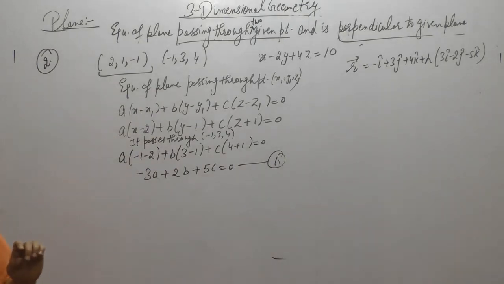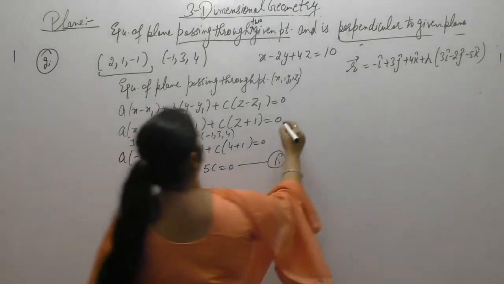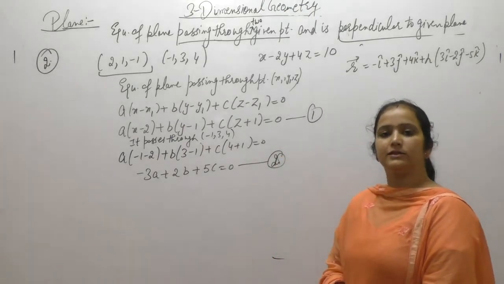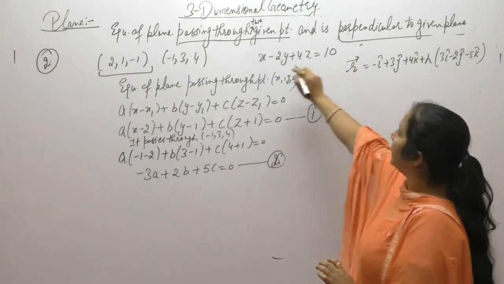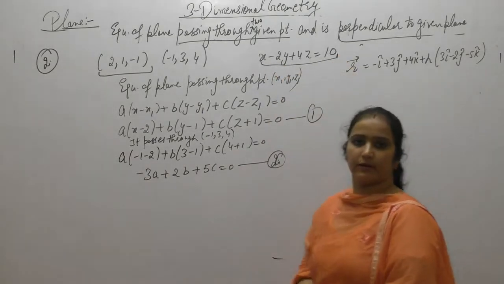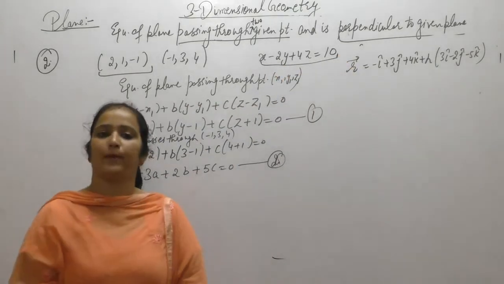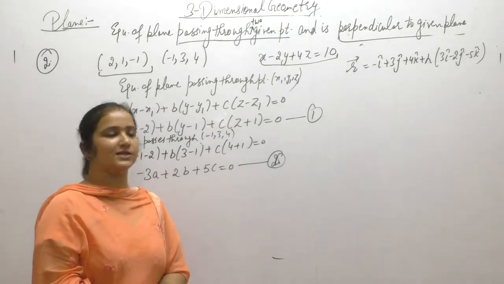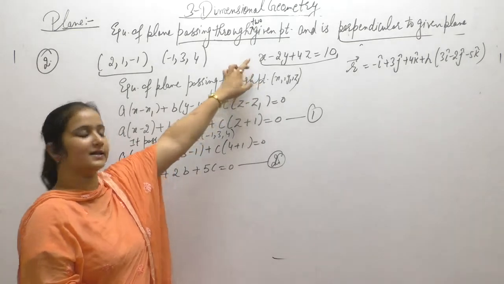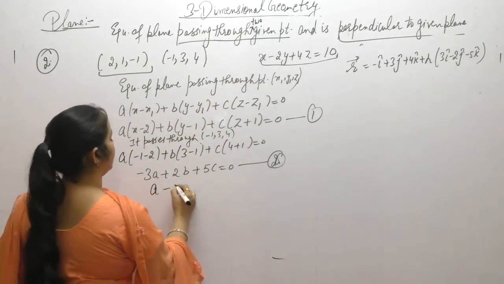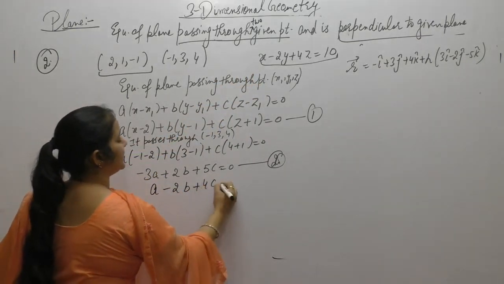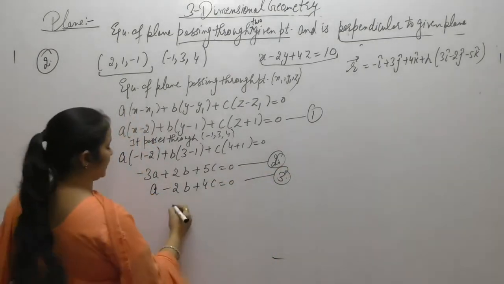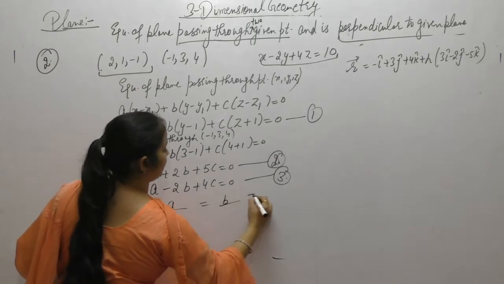Clear? Let this equation be 1 and this be 2. Now it is given that the required plane is perpendicular to this plane. So if the two planes are perpendicular, then a1a2 plus b1b2 plus c1c2 equals 0. a1 here is 1: 1 into a, 2 into b, 4 into c. Now we will have to solve these two equations for the values of a, b and c.